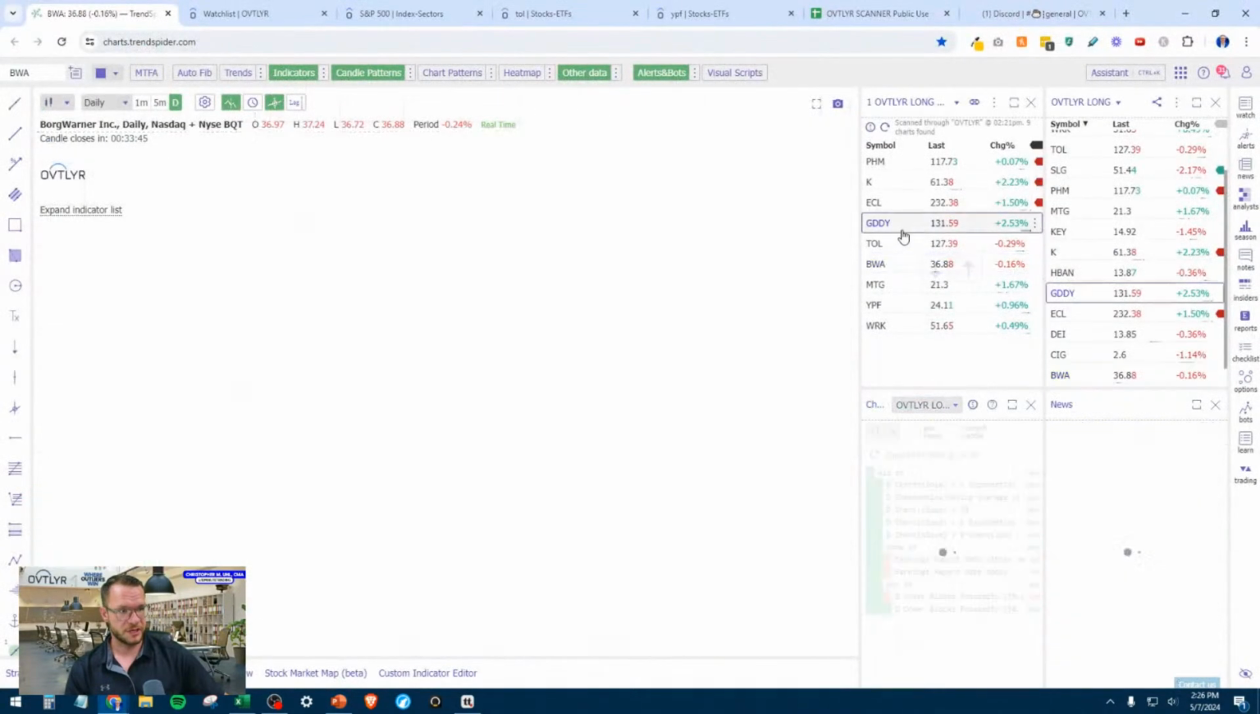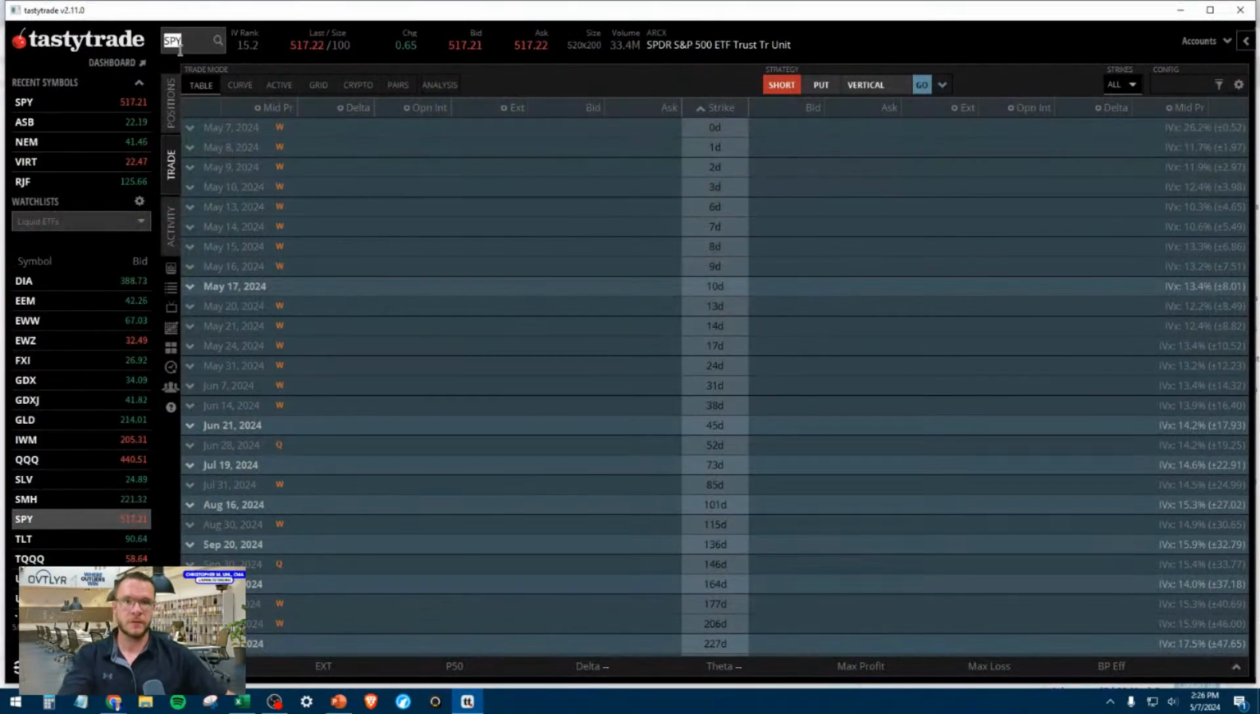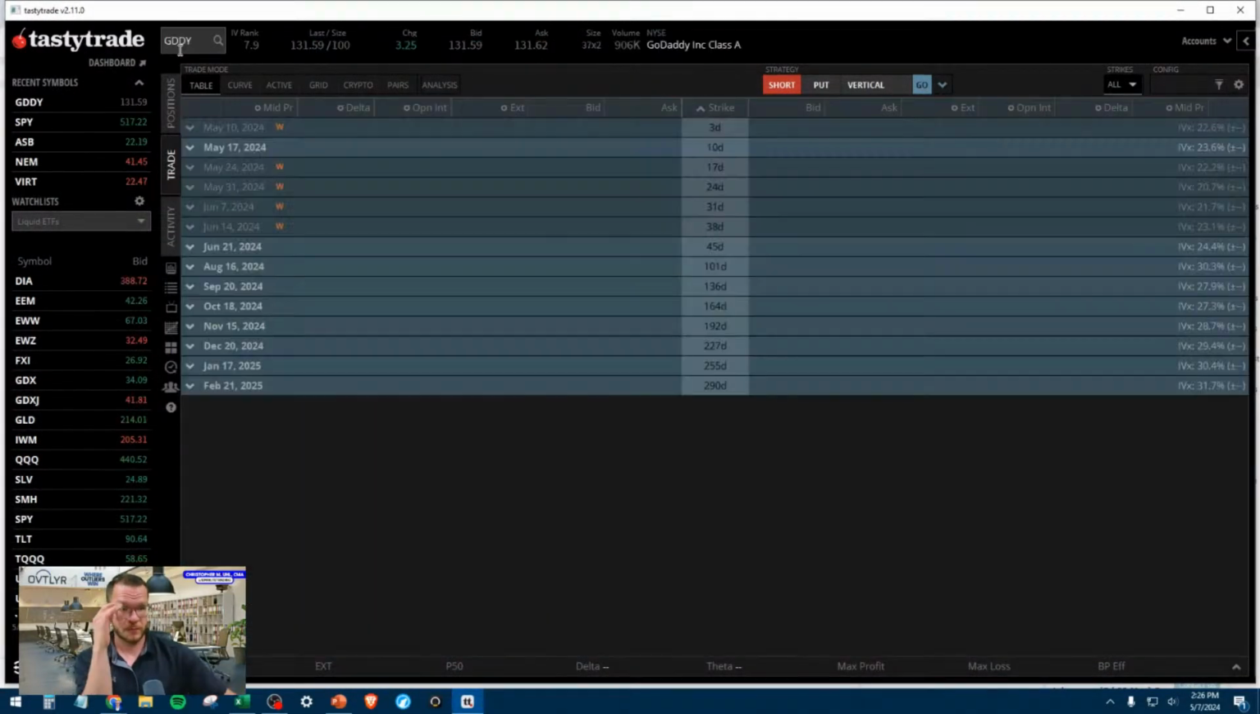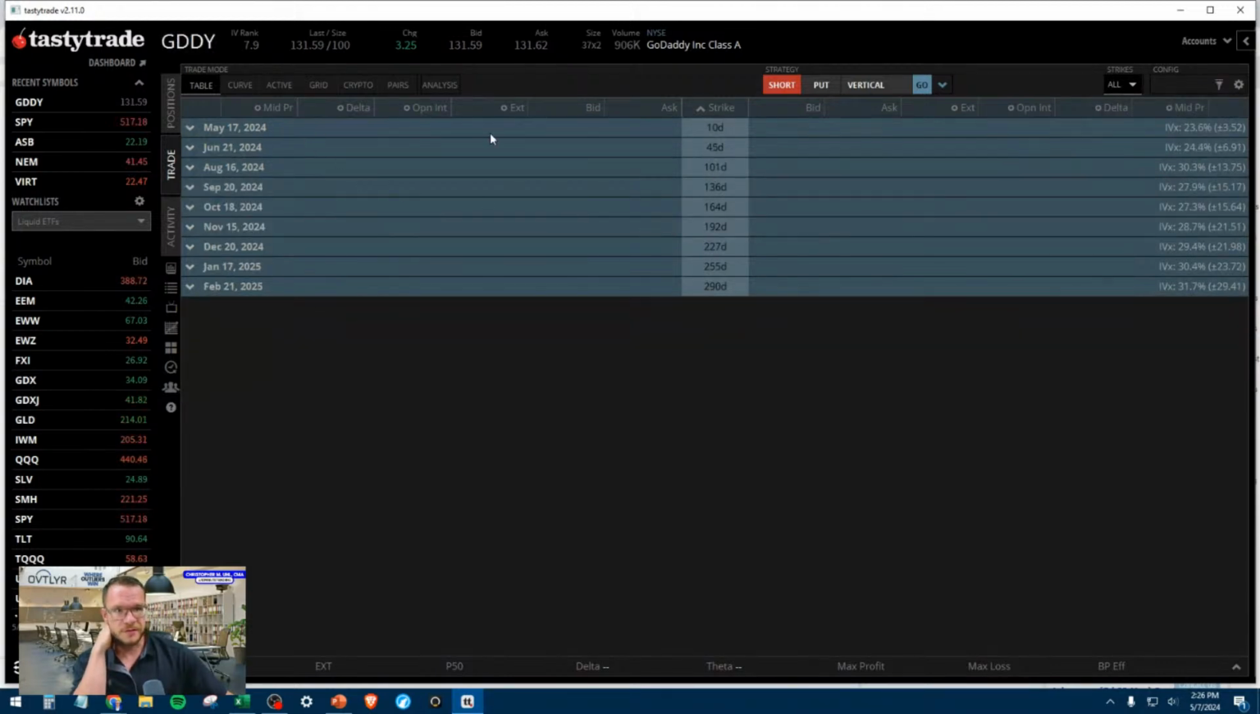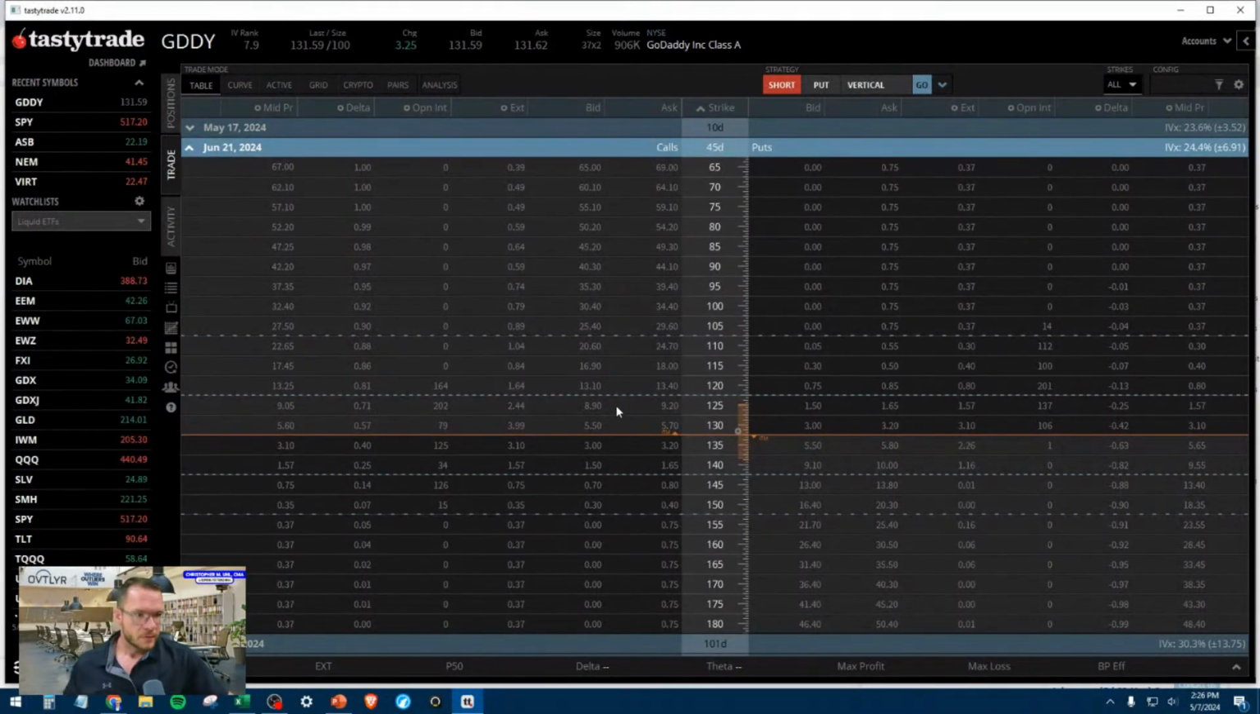So let's start with G Diddy. Let me do a little filter real quick. I only want regular expirations. 10 days is too close for me, so I'm going to start looking at June 21st. I'm looking in the calls, not the puts. I'm looking over here at a few different things. I'm looking at the open interest column, and at the bid and ask to see what that spread is right there. And then I'll be looking at the extrinsic value.